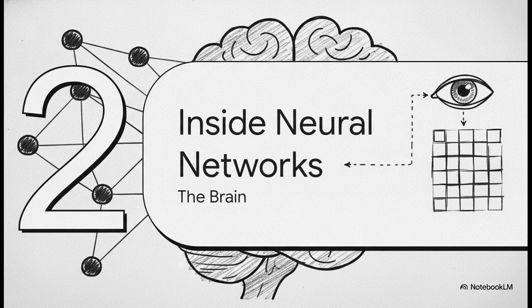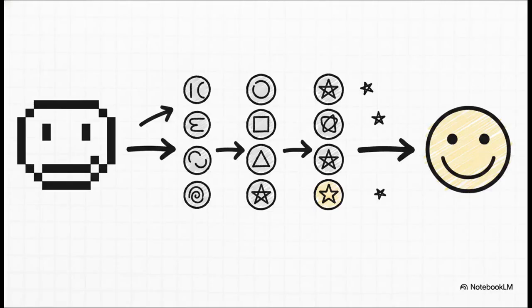Moving on to Section 2, inside the neural network, the brain. So how does this artificial brain actually process the visual world? Well, to a computer, a picture isn't a picture at all. It's literally just a grid of numbers. Imagine a tiny 7x7 pixel image of a smiley face. That gives us 49 pieces of raw numerical data that enter the input layer. From there, they rapidly travel through the hidden layers, which analyze and transform that data. Earlier layers might just detect simple edges or colors, while deeper layers combine those edges to understand complex shapes, until the output layer finally produces the result.